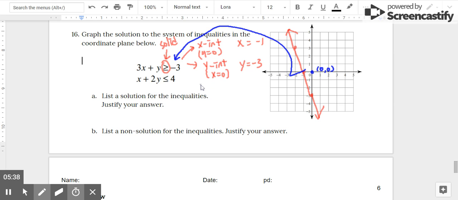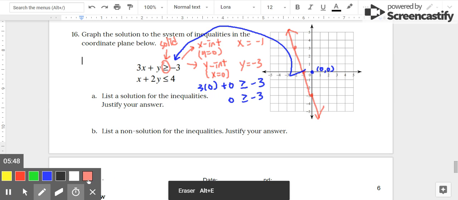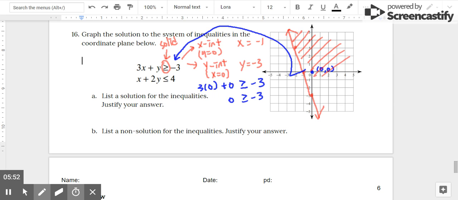So let's just plug in 0, 0. 3 times 0 is greater than -3. 0 is greater than -3. Yes. So I need to shade this part. So this is going to be the solution for one of the inequalities.